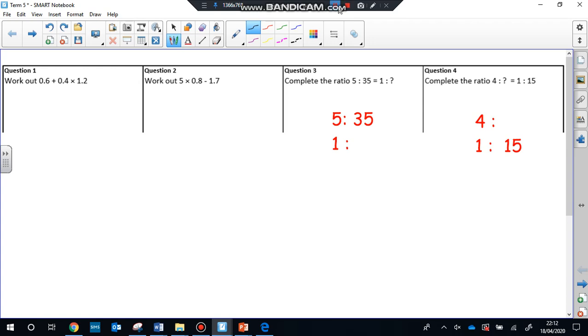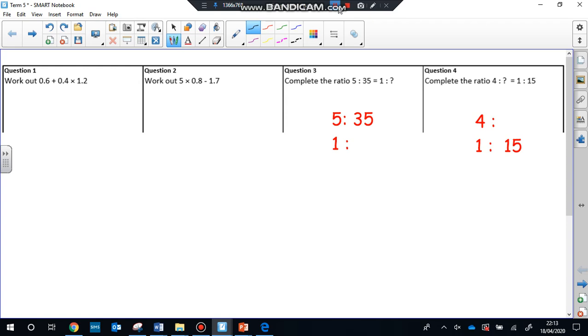Okay, so this is term 5. So this is the first week, so don't worry if you don't get a lot of these right. This is more about learning the techniques, but make sure you make thorough corrections on these.